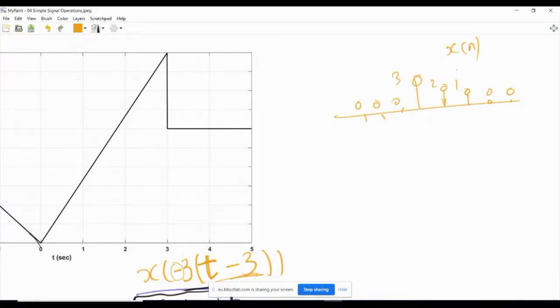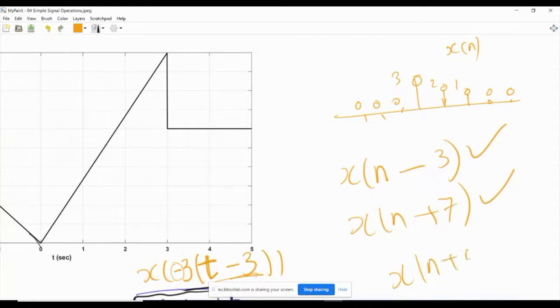For shifts to the right and to the left, of course, the shifts for a discrete time signal are only integer shifts. So you can have x of n minus 3, this is okay. x of n plus 7, this is okay. x of n plus 0.5, wrong, this is not correct. When you shift a discrete time signal, you should have n minus an integer or n plus an integer. For time scaling, the concept is fundamentally different.